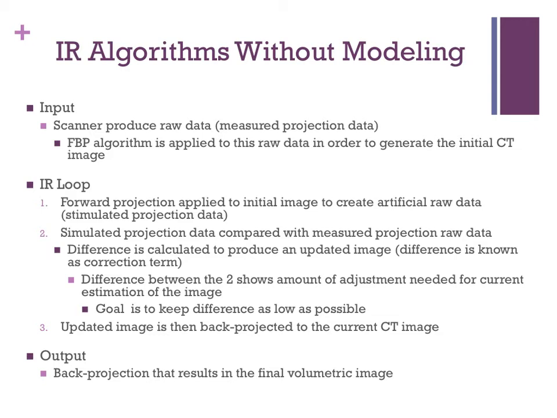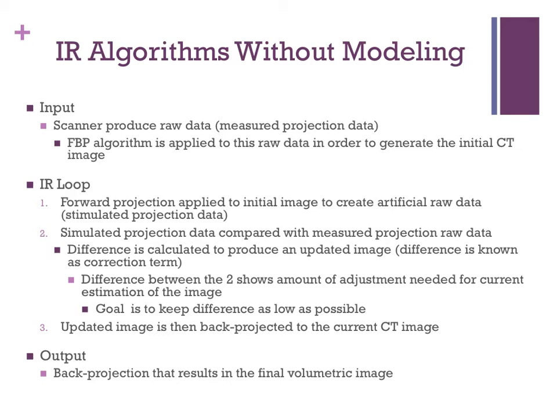The difference between the two shows the amount of adjustment or update needed for the current estimation of the image. The goal here is to keep the difference between the two as low as possible. You don't want it to be very high at all. The updated image then is back projected using the FBP algorithm to the current CT image.